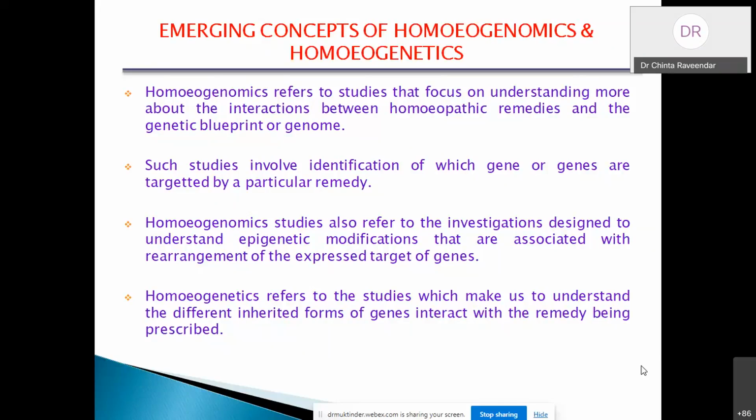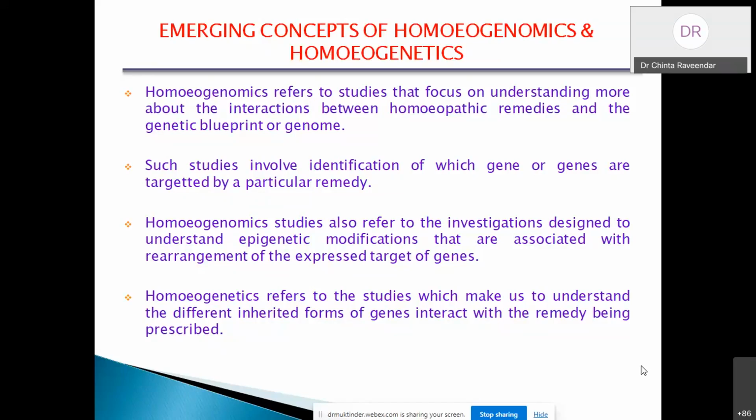In our drug proving, we are only noting down the symptoms. The same drug proving we can speak in the language of human genetics also. In the future, we can take up a lot of studies. The whole homeopathic drug proving can be spoken in the language of genetics. Homoeogenomic studies also refer to the investigation to understand the epigenetic modifications that are associated with rearrangement of the expressed target genes.